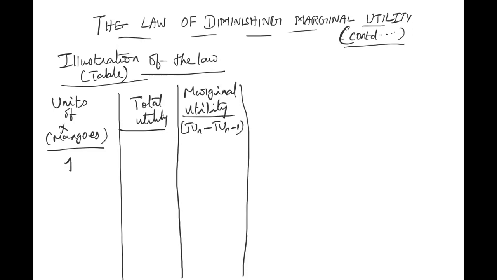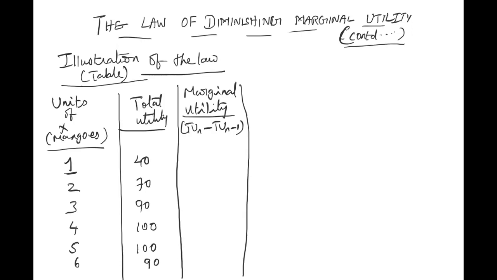So the consumer is consuming one mango after another mango up to 6 mangoes. When he keeps on consuming up to 6 mangoes, the total satisfaction derived by the consumer keeps on changing. The first mango gives 40 utils of utility, the second 70, then it increases to 90, and still increases to 100 at the fourth mango. When he consumes the fifth mango, it is not increasing anymore. It remains at 100, and if he continues to consume the sixth mango, his total satisfaction actually decreases.